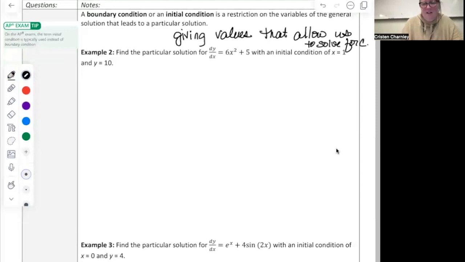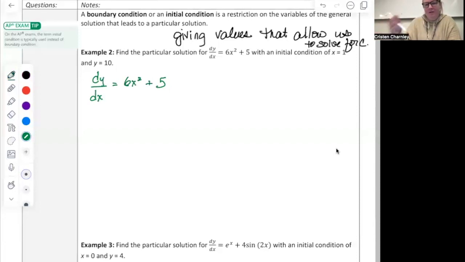So generally it's an X and a Y. They could be other variables, but generally it's the X and the Y. So example 2: find the particular solution for dy over dx equals 6x squared plus 5 with an initial condition of x equals 1 and y equals 10. So I'm going to rewrite the problem, dy over dx equals 6x squared plus 5.